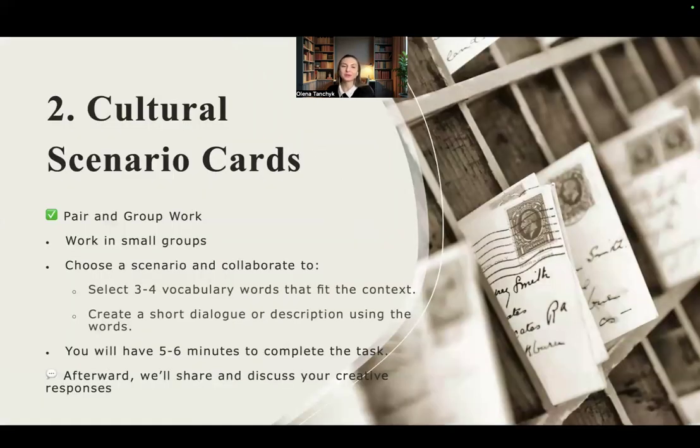After that, we are going to do cultural scenario cards, and my activity will be to work again in pairs or in groups. They will choose a scenario and they will collaborate to select 3 to 4 vocabulary words that fit the context. They will create a short dialogue or description using the words. Again, I will allocate about 5-6 minutes to complete the task, and afterward they will share and discuss their creative responses, and we are going to do a gallery walk, but online.